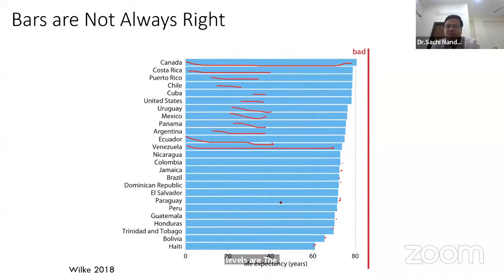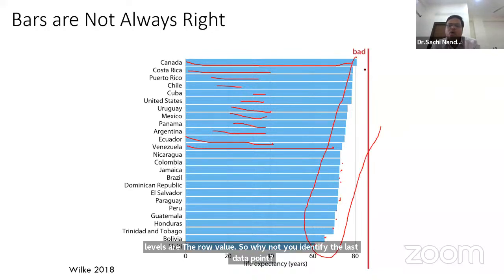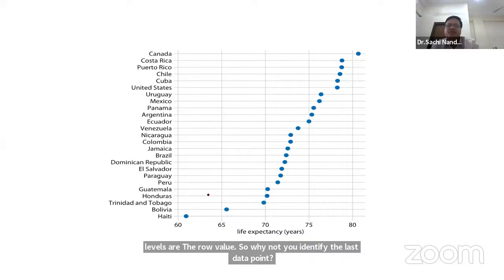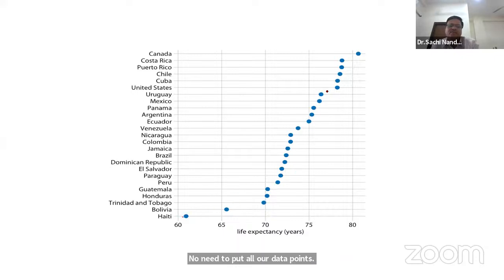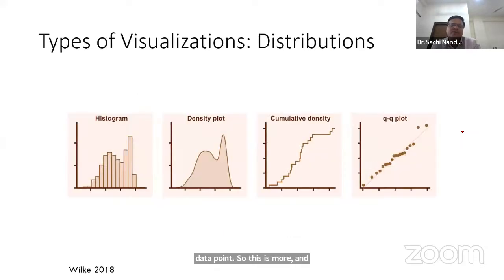So why not identify just the last data point? No need to put all the data points. See, this is the data point. So this is a better visualization tool as compared to the previous one.